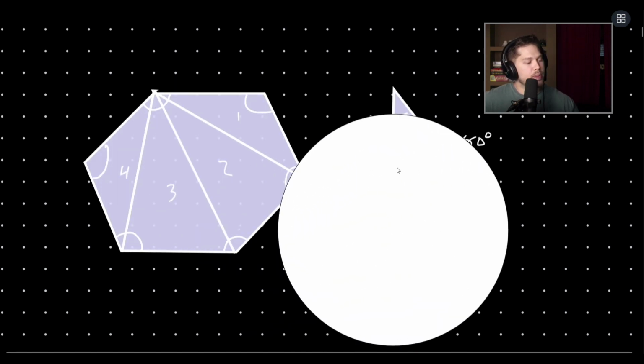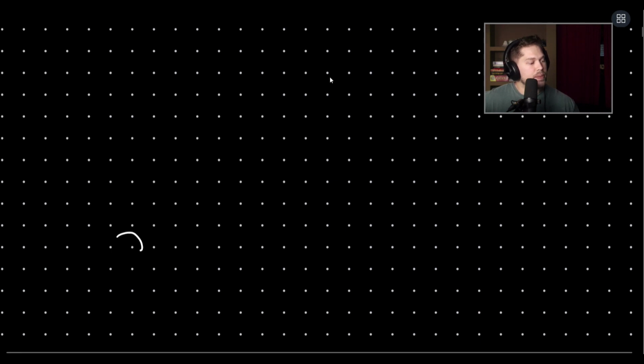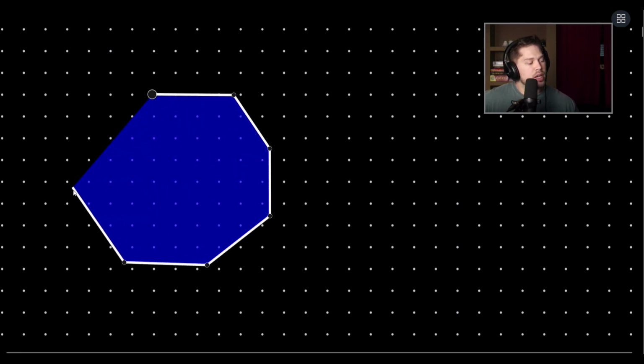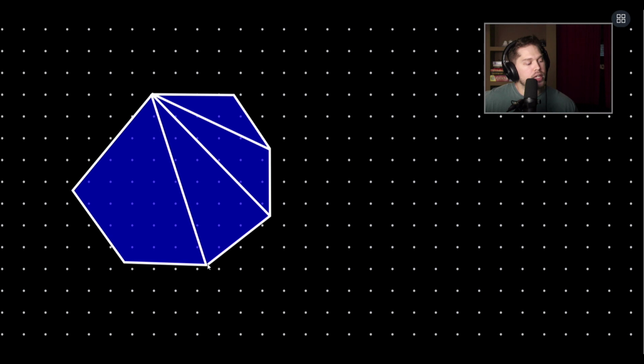Excellent. Let's try another example. So let's just draw another kind of random shape. Okay. Here we have a shape. This is a polygon, and it is a 7-sided polygon. So this is a heptagon or a septagon, depending on how you like to call your 7-sided polygon. Now again, let's just draw lines from one vertex to each of the other vertexes that are not directly adjacent to the one in which we are drawing lines from.